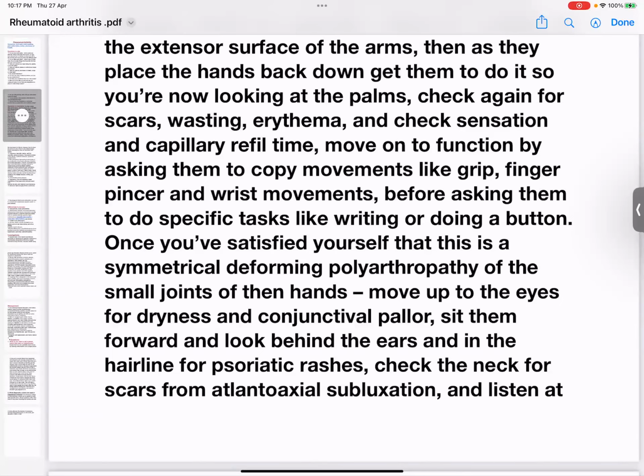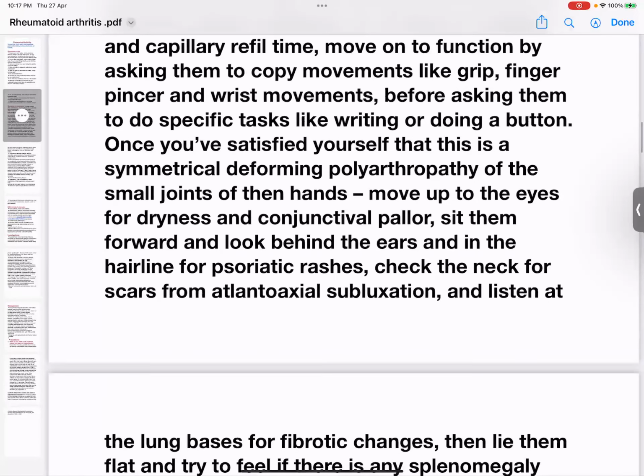Once you have satisfied yourself that it is a symmetrical deforming polyarthropathy, this is characteristic of rheumatoid arthritis. So what are the deformities? The ulnar deviation of the metacarpophalangeal joints, the boutonniere deformity, the Z thumb, and the swan neck deformity.